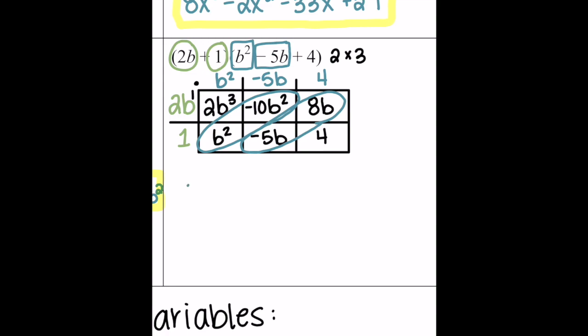All right, so that's 2b to the third power, and now we're simplifying. B squared minus 10b squared. So this is like a 1b squared minus 10, which is negative 9b squared. Then we have negative 5b plus 8b, or 8 minus 5, which is still positive 3b. And then finally we have a positive 4.